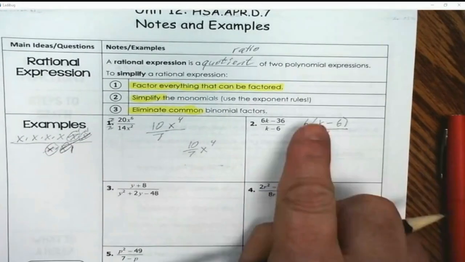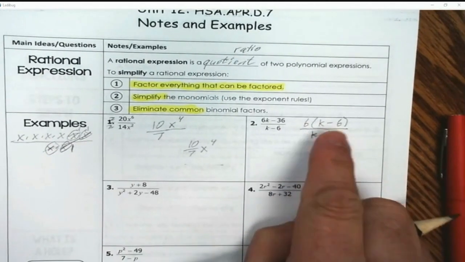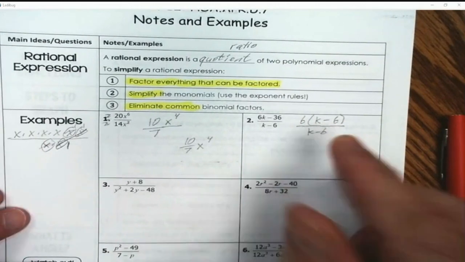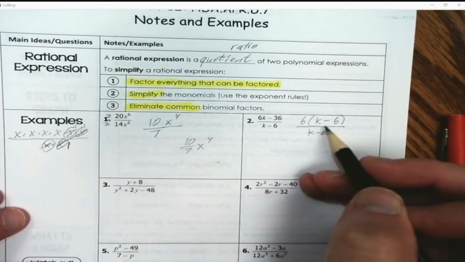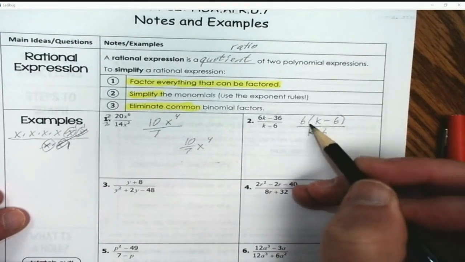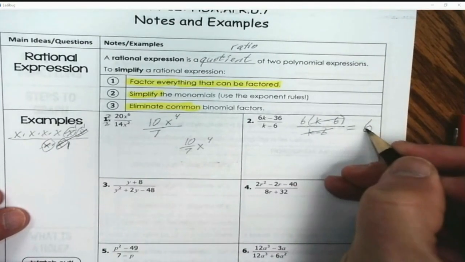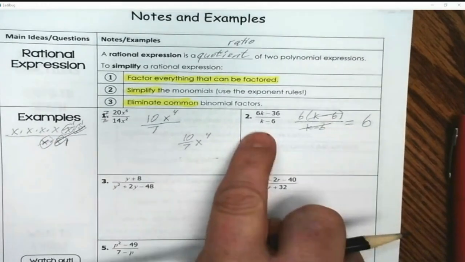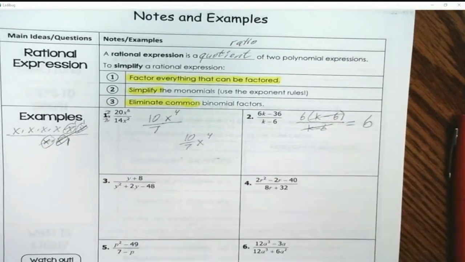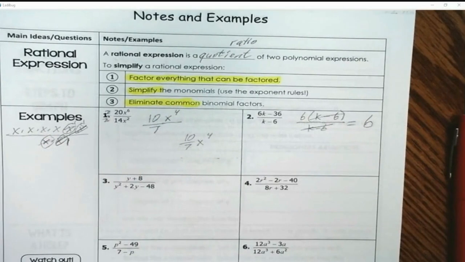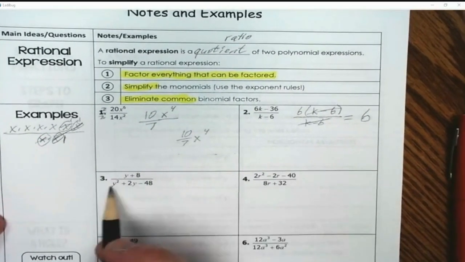So look at that. We have 6 times k minus 6 divided by k minus 6. When you multiply and divide by the same number, that's the same as canceling each other out. So this just equals 6. It doesn't matter what k equals, this will equal 6. So that's simplified to just a number. We're done with that.